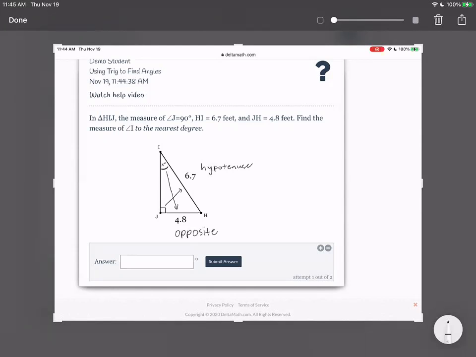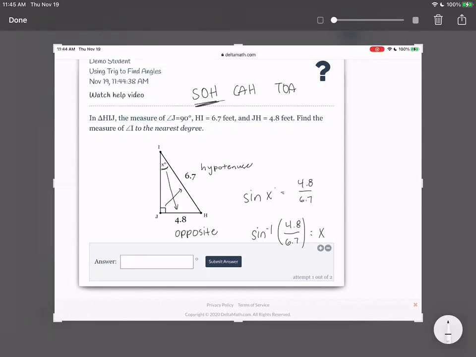Okay, so we have the opposite and the hypotenuse. Is this the SOH, is this the CAH, or is this the TOA? So, yes. Yay, I got like 3 or 4 people there. All right, so it is the sine. So sine of x degrees is equal to the opposite over hypotenuse, so 4.8 over 6.7. And then to get the x by itself, we're going to do the sine inverse, 4.8 over 6.7. And that will give us our x, whatever that is on the calculator.